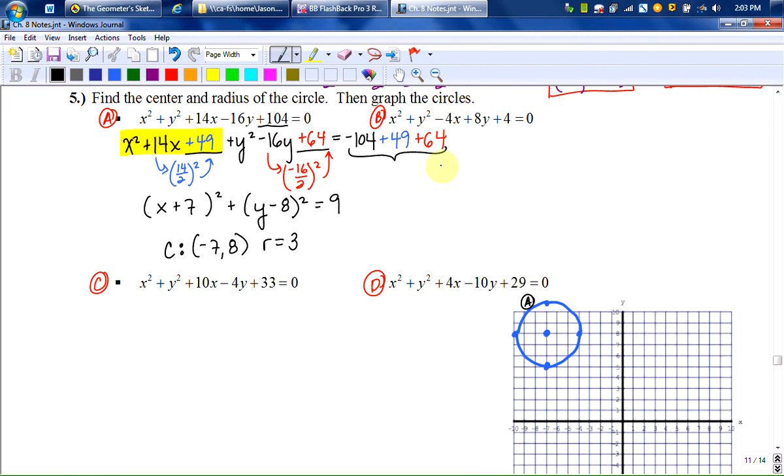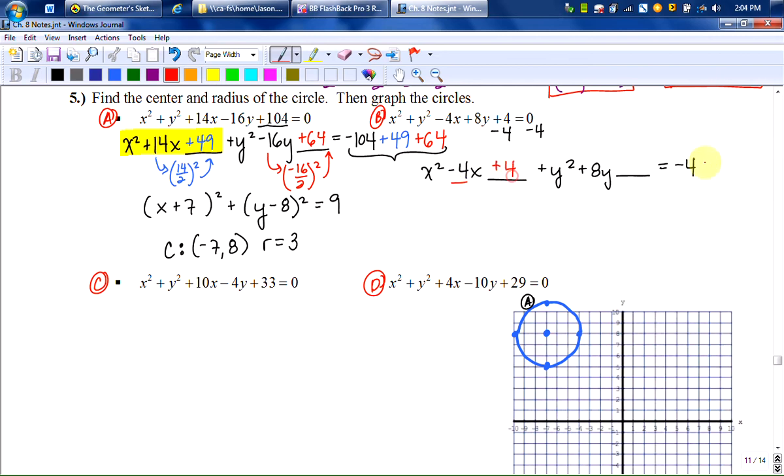We'll go to B now. The first step in this technique is to move the 4 to the other side, any constant to the other side, and to reorganize this, maybe leave a blank here, and leave a blank here, and then we're going to cut the b value in half and square it. So -4 cut in half is -2 squared is 4.